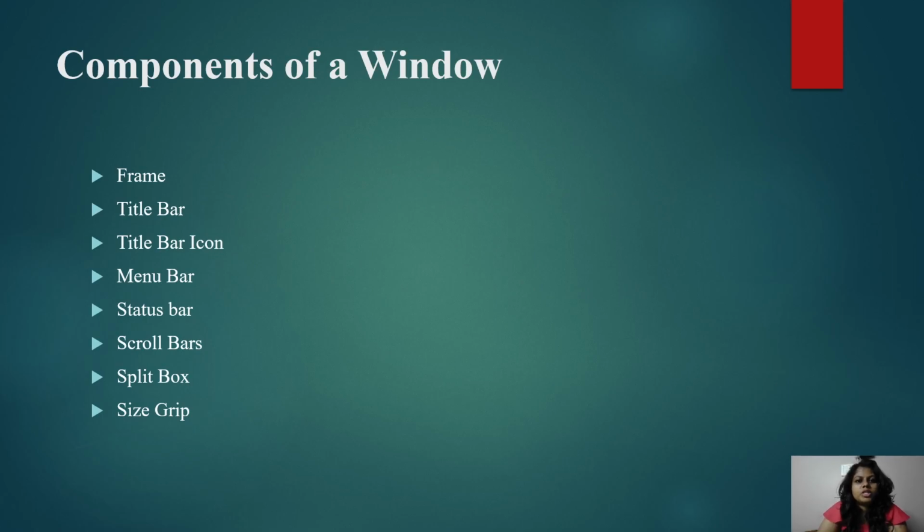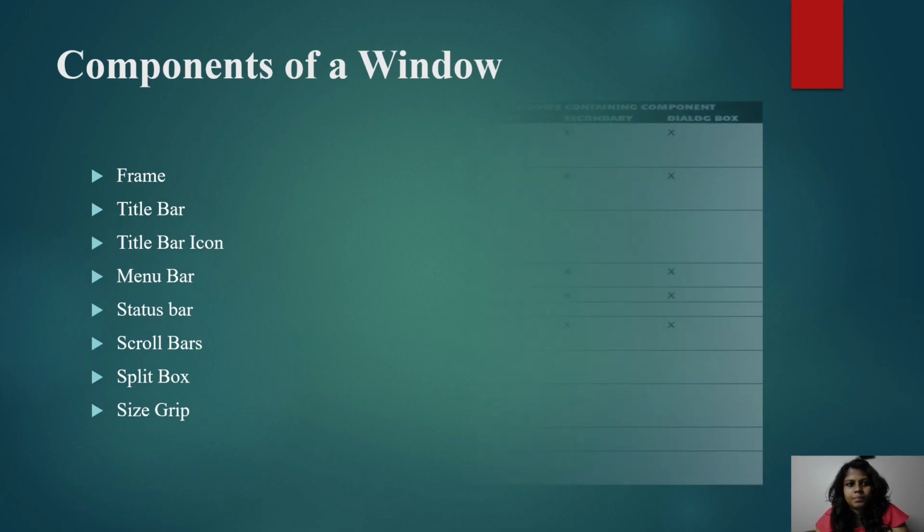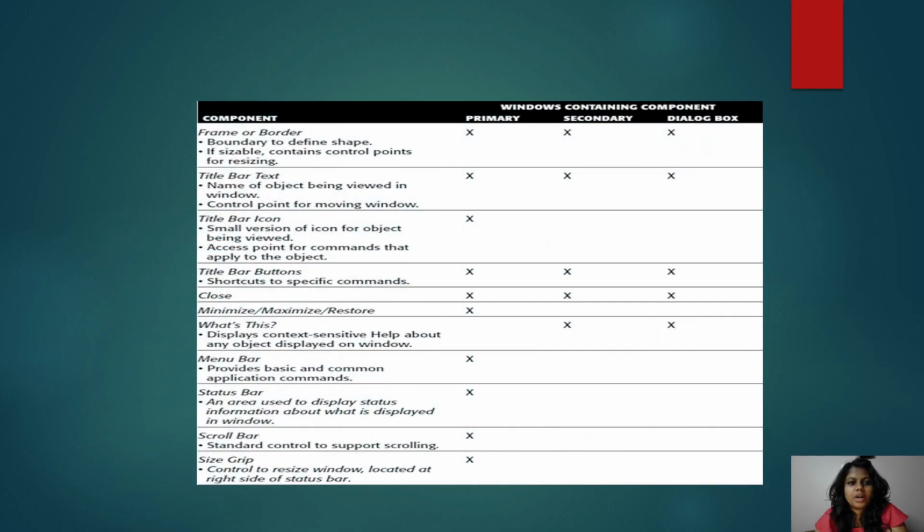Next, we have the components of a window. The components of windows are frame, title bar, icon, menu bar, status bar, scroll bars, split box, and size grip. The first component is the frame or the border. It is the boundary to define the shape. It is sizable and contains control points for resizing.